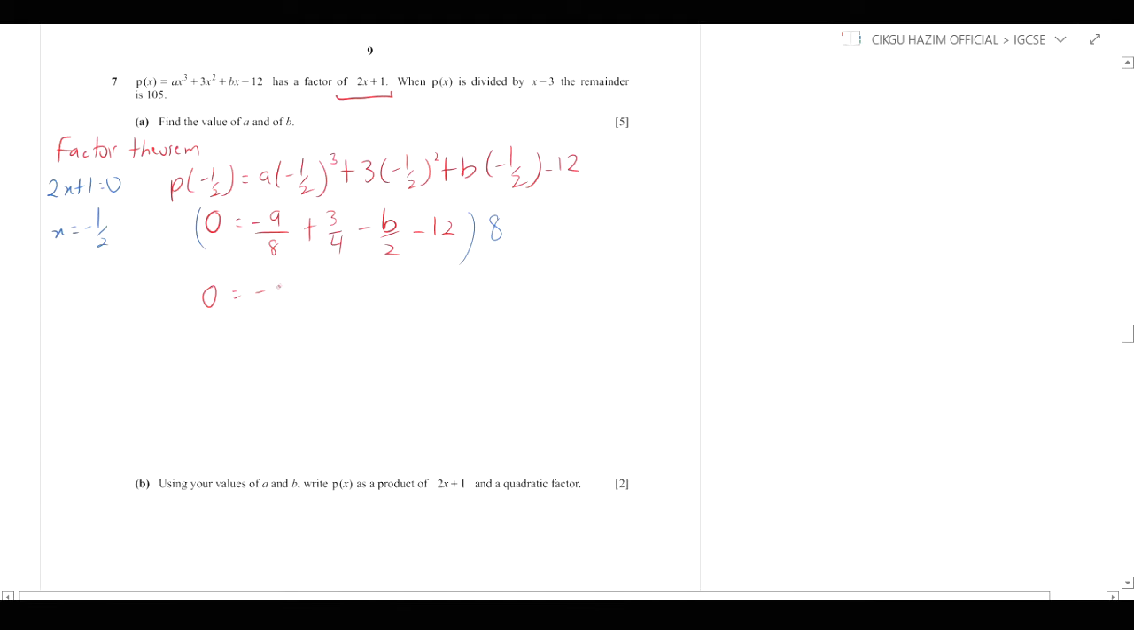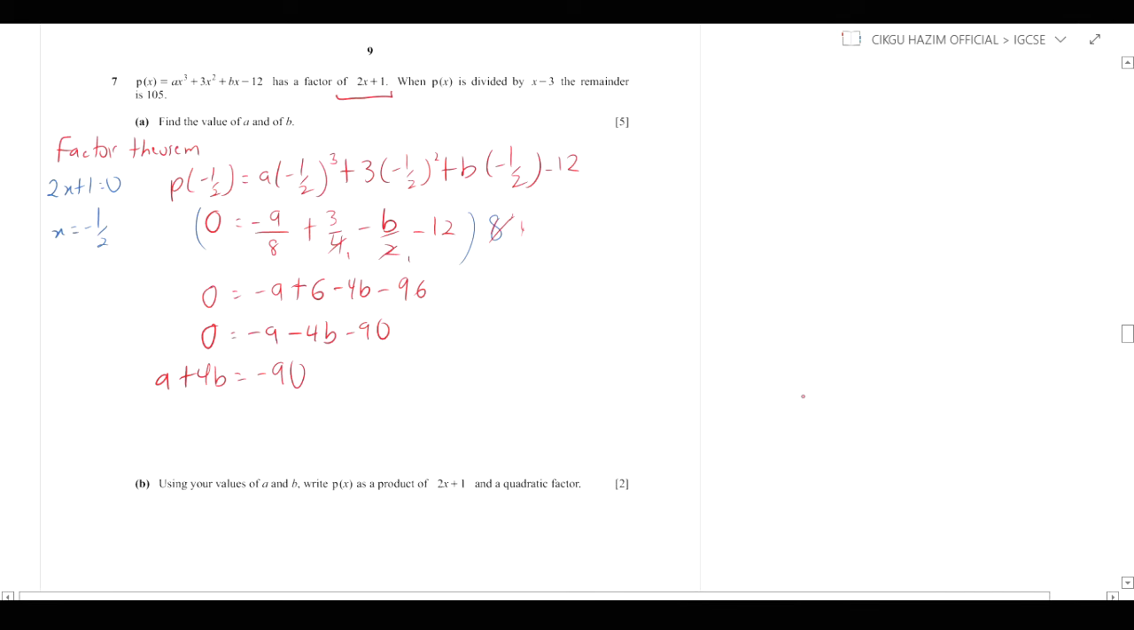So 0 equal to negative a plus, this one cancels, it becomes 6. And then here, minus 4b, and minus 12 multiplied by 8 is negative 96. So 0 equal to negative a minus 4b, and 6 minus 96 will be negative 90. Or to simplify, a plus 4b equal to negative 90.